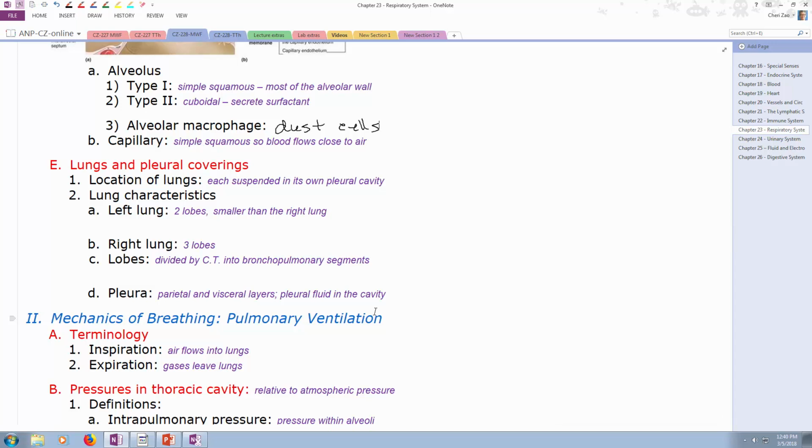A little bit of a description of the lungs and the pleural coverings. Pleura is also Latin for lungs. Each lung is suspended in its own pleural cavity. So we have a right lung and lung field and a left lung and lung field. Of the left lung, we only have 2 lobes, and the left lung, dimension-wise, is actually smaller than the right lung and has a notch for the heart.